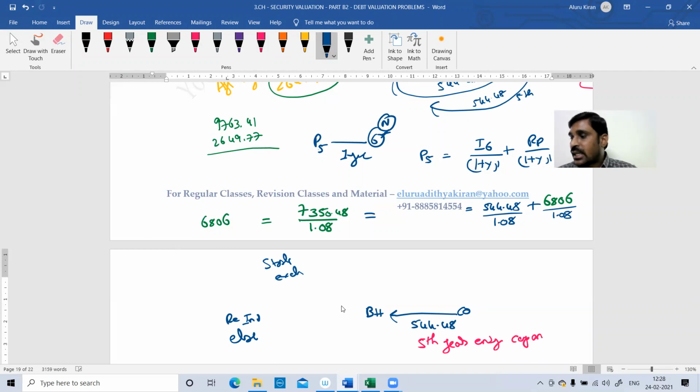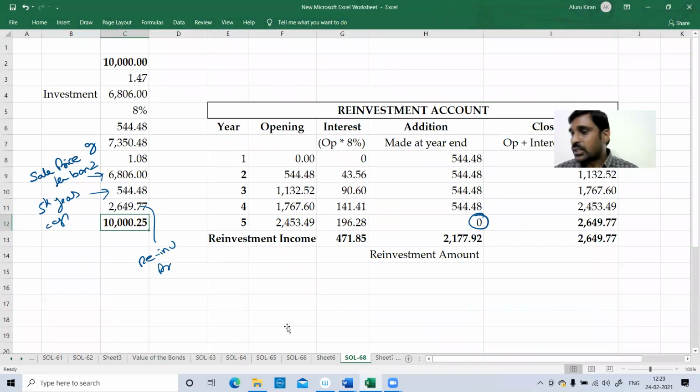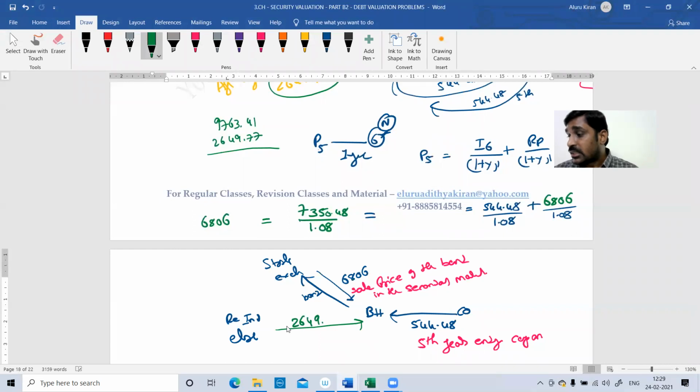Next, the bondholder is selling the bond in the market. And he was receiving how much? He was receiving 6,806, the sale price of the bond in the secondary market. Now, next, the bondholder is receiving from reinvestment. How much was he receiving from reinvestment? 2,649.77.